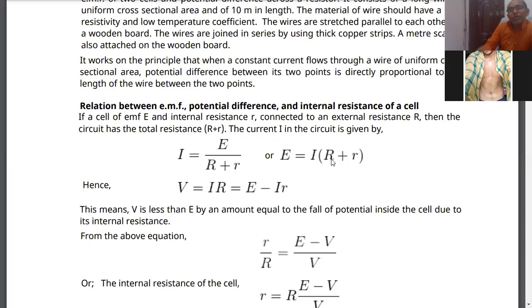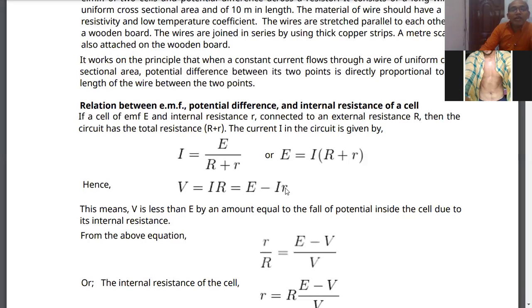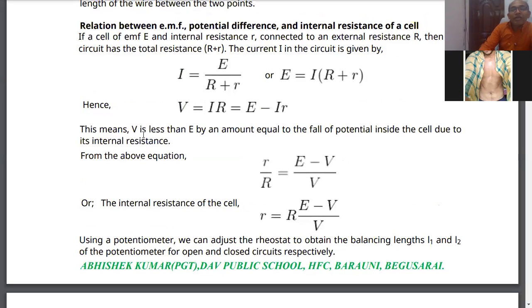Now, if you open the bracket, there will be I into R plus I into r. So you know well that I into R is just equal to potential difference according to Ohm's law. So I into R equals V, or E equals V plus I into r. So now from here, small r is to be determined. This means V is less than EMF of the cell.